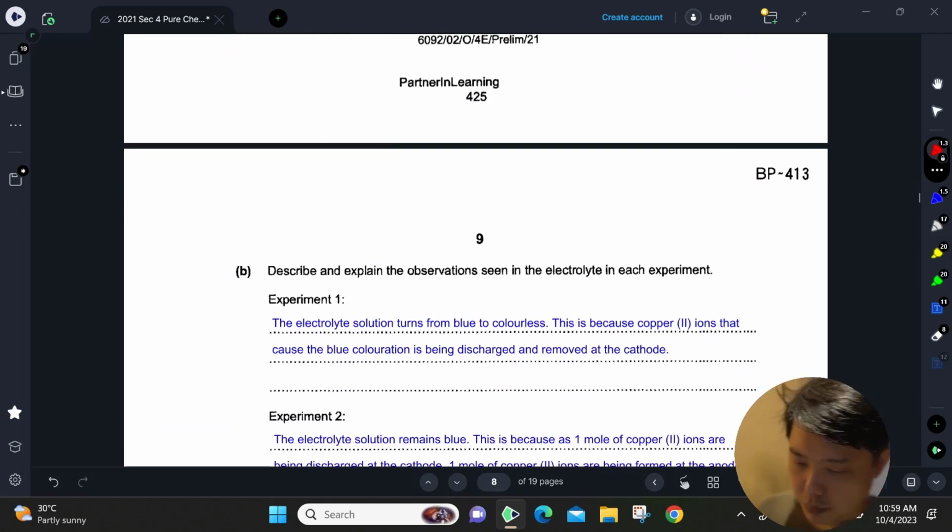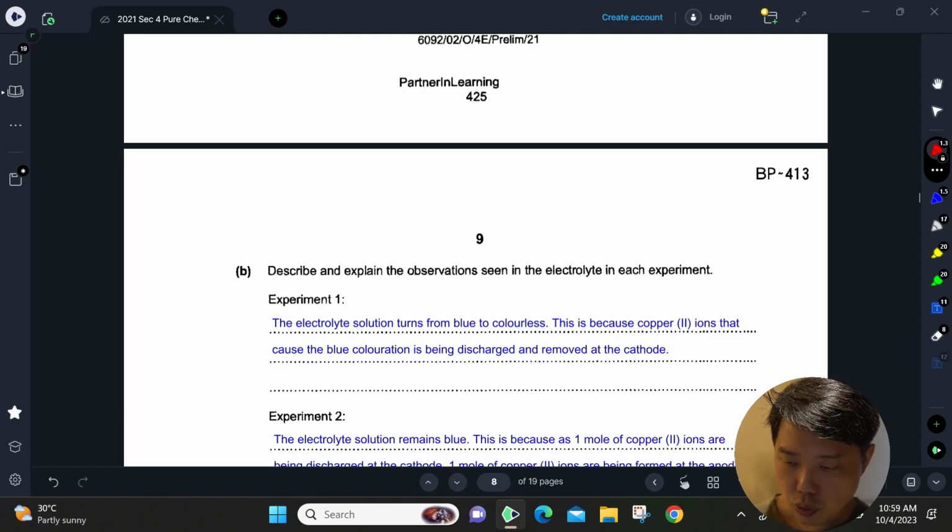Describe and explain the observations seen in the electrolyte in each experiment. So in experiment 1, right, the electrolyte will be used up. The copper 2 plus will be used up from the electrolyte. So the blue color will be discharged. It turns from blue to colorless.